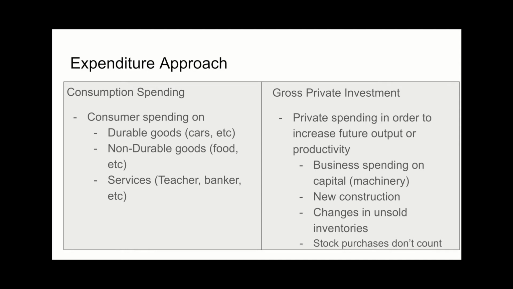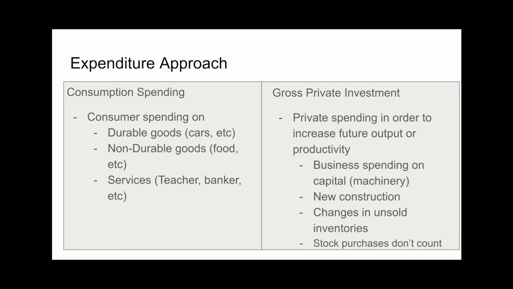Next, your I is going to be gross private investment. This is private spending in order to increase future output or productivity. So this is essentially businesses buying new capital goods, aka machines and factories and stuff like that. It will also be literally making a new factory. So new construction also counts.